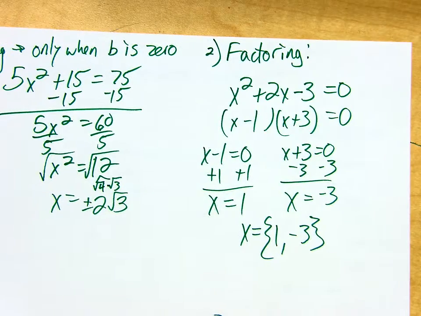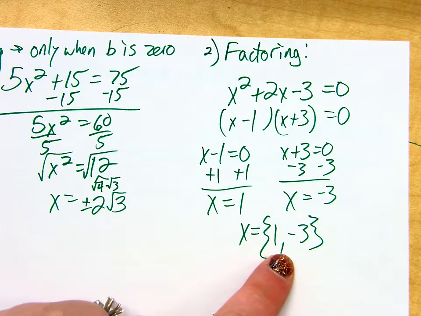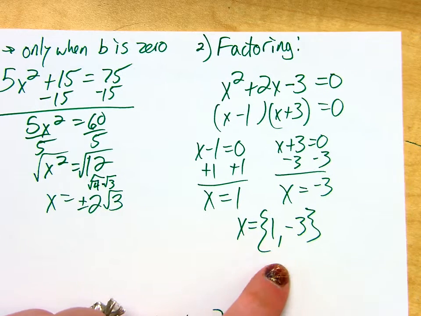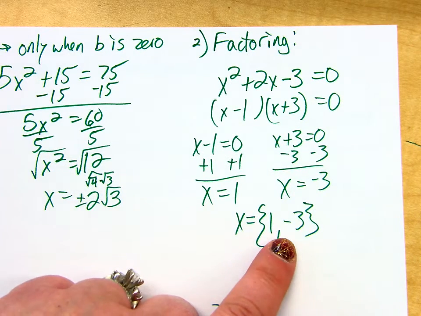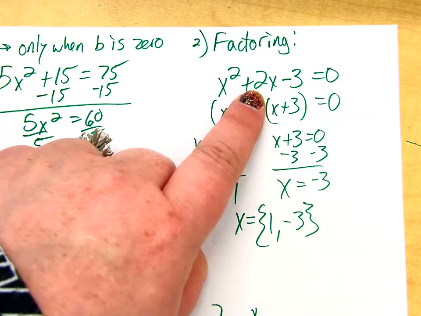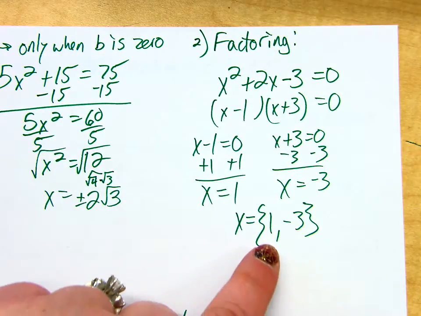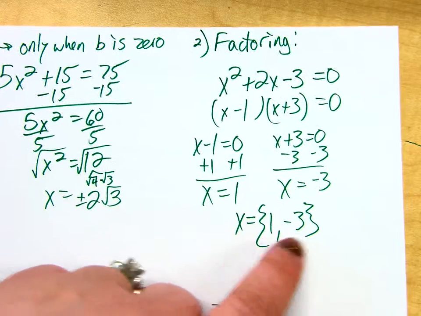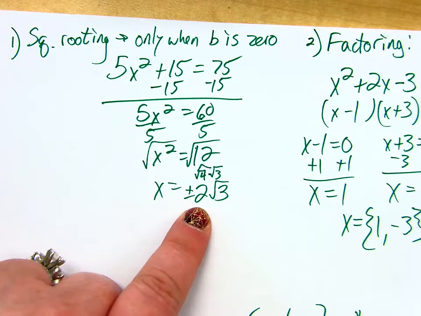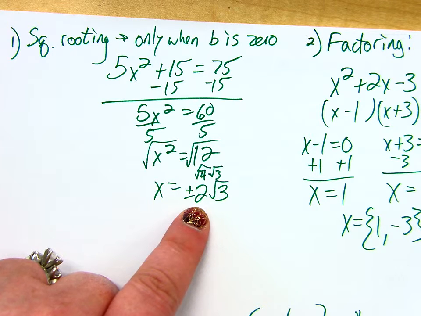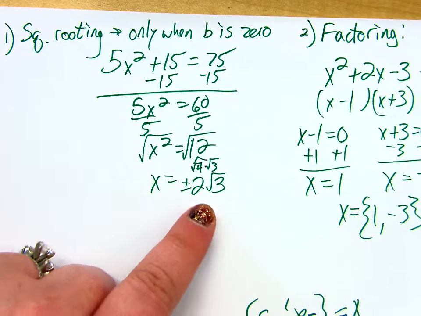You should always be getting 2 answers. Always. Sometimes we get the same answer twice. That's okay. We'll talk about that a little bit more in a few minutes. But there should always be 2 answers. So I got a 1 and a negative 3. And what do these numbers mean again? If you graph this parabola, it's where it's going to cross the x-axis. So it crosses in these 2 places. This one, that's still 2 answers. One's at positive 2 root 3 and one's at negative 2 root 3. So it's going to cross the x-axis in those 2 locations.